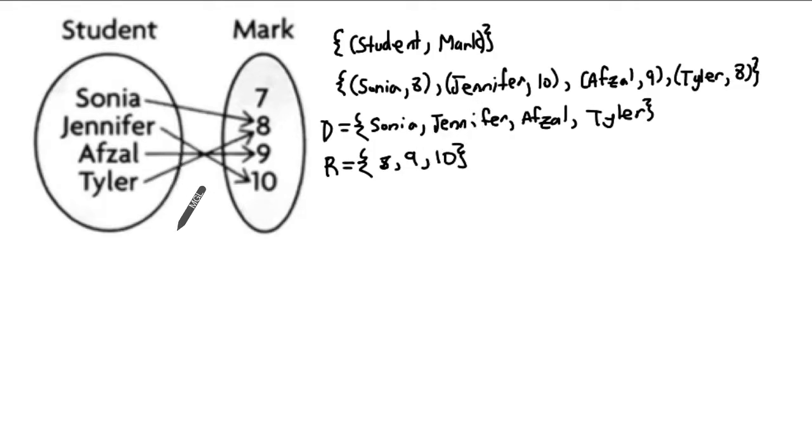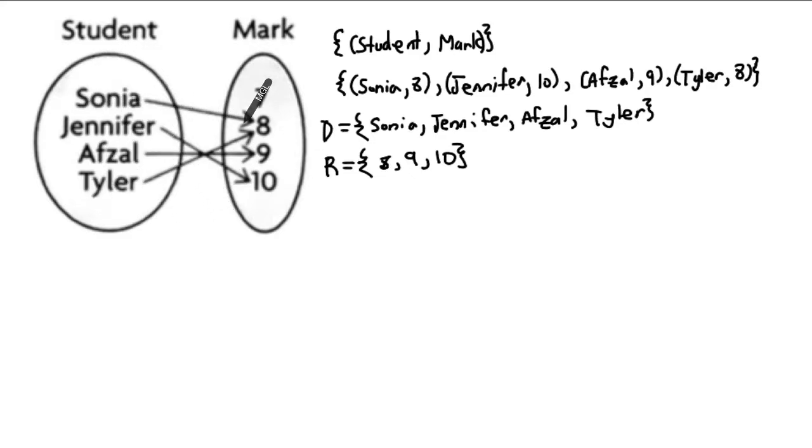Finally, what we want to do is figure out whether this relation is a function or not. To do so, we just have to find out, does each of the students have only one corresponding mark? Because if a student has 2 corresponding marks, then it will fail the vertical line test if we actually graph it. So let's find out.